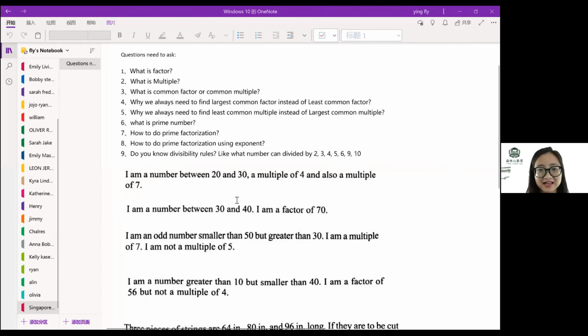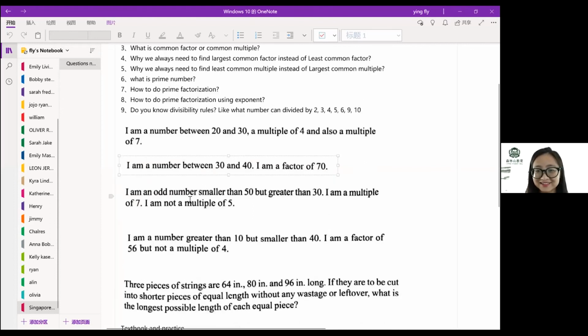Okay, this one is very easy because 70 divided by 2 is 35. Very good. Getting on track, right?